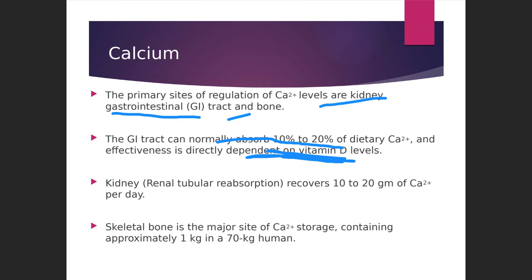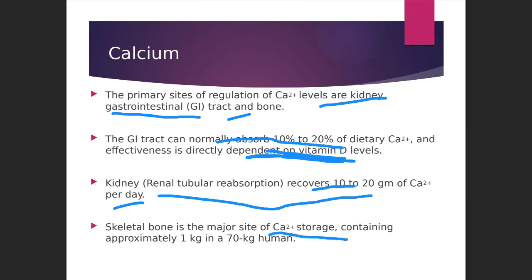We get vitamin D from sunlight, and an artificial source of vitamin D can be a supplement medication, the tablets. And in the kidneys, renal tubular absorption recovers almost 10 to 20 grams of calcium per day. That 10 to 20 grams of calcium per day will be restored by the kidney.